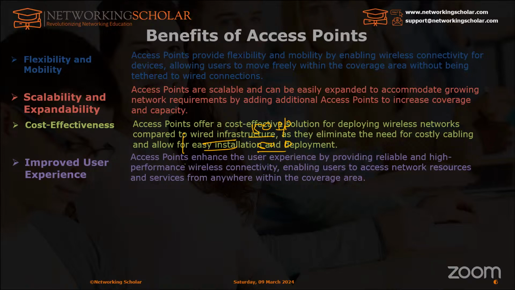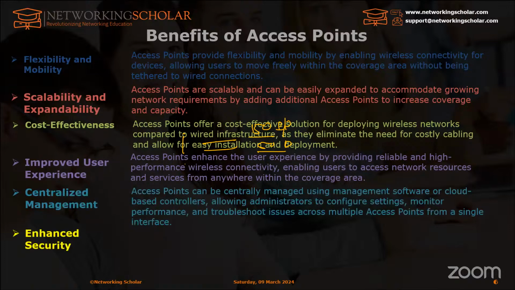How is it going to be improved? It is reliable, high-performance wireless connectivity that enables users to access network resources and services from anywhere within the coverage area. Suppose you have been allocated a workstation, but you want to work while walking, or while sitting with your friend. Then you can definitely use it.